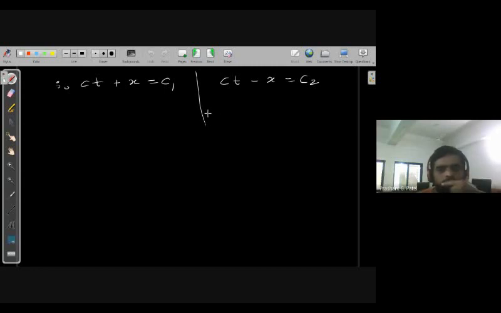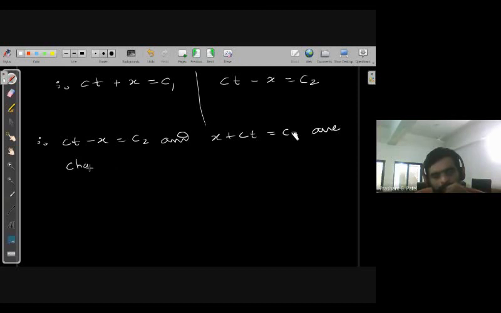Now, these two equations are actually known as the characteristic curves of equation 1. I can say that x minus ct is equal to constant c2 and x plus ct is equal to c1 are the characteristic curves of equation 1.